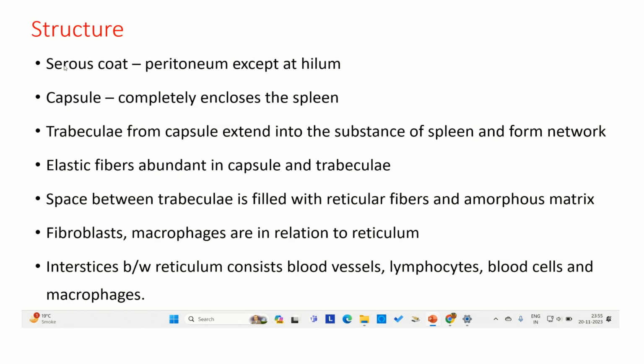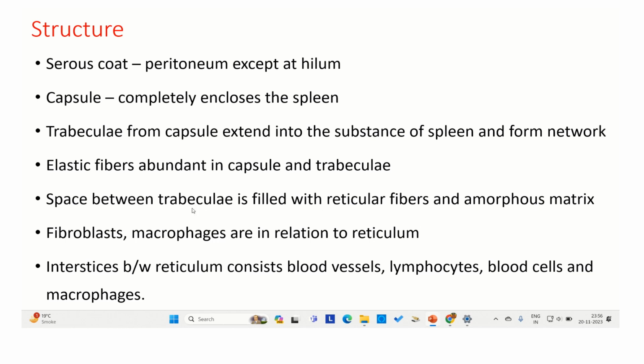Structure: there is a serous coat, which is the peritoneum covering the spleen except at the hilum. Below this serous coat there is a capsule which completely encloses the spleen. Trabeculae from the capsule extend into the substance of the spleen and form a network. There is no subcapsular sinus in the spleen, whereas there is a subcapsular sinus in the lymph node. Elastic fibers are abundant in the capsule and trabeculae. The space between trabeculae is filled with reticular fibers and amorphous matrix.